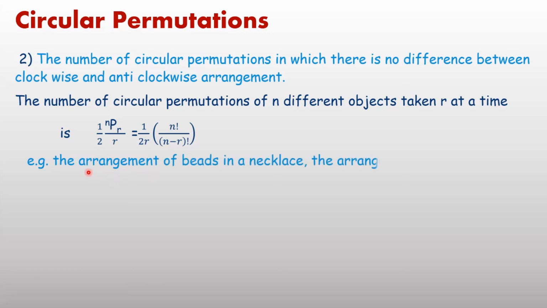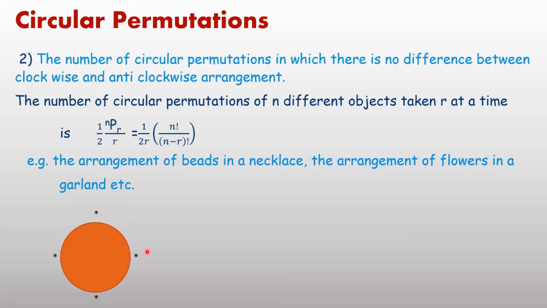For example, the arrangement of beads in a necklace or the arrangement of flowers in garlands. In these cases, clockwise or anti-clockwise, both arrangements are the same. You can observe here in the figure. If these 4 beads have to be arranged, clockwise or anti-clockwise both are the same. And in this case the formula is nPr upon r divided by 2, because these two you can consider as 1.